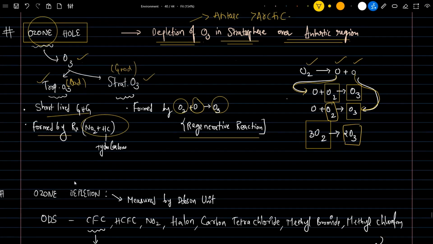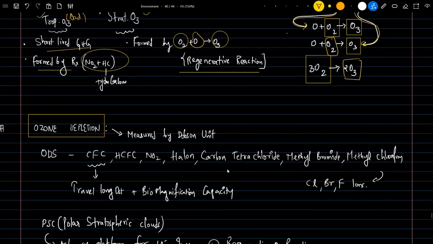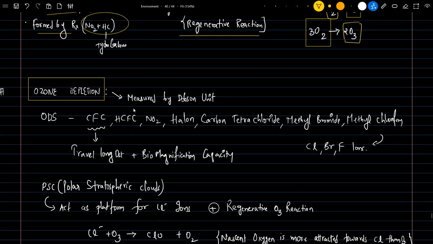So next is ozone depletion. What does ozone depletion mean? We understood the ozone hole, and the ozone hole is nothing but ozone depletion. We will see it in detail. We measure this ozone depletion based on the Dobson unit. For ozone to get depleted, there are substances called ozone depleting substances (ODS). There are different ozone depleting substances, and these substances are responsible for depletion of ozone.